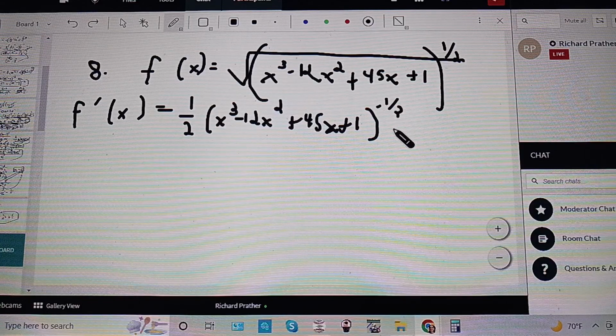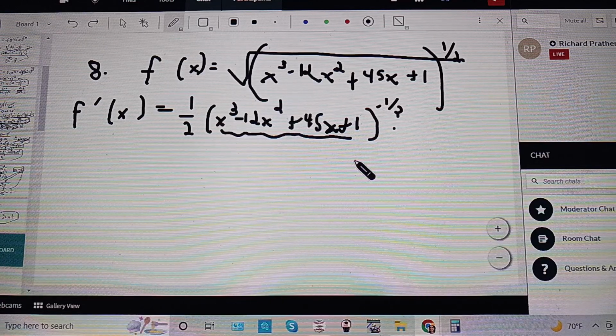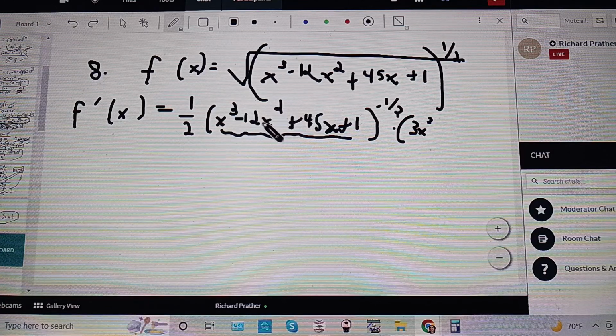And now chain rule. The derivative of the base is definitely not equal to 1. The derivative of this 1 in the back is 0, but all the rest will have something other than 1. The derivative of x to the third is 3x squared. 3 times 1, and then decrease the exponent by 1. The derivative of this will be negative 24x to the first. And the derivative of 45x is just 45.